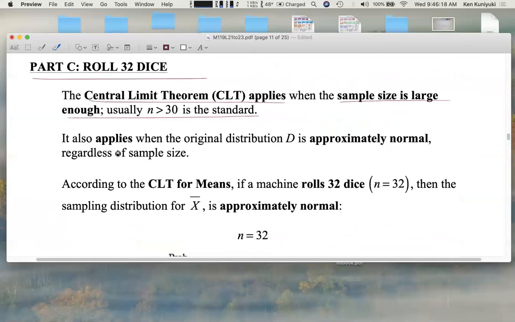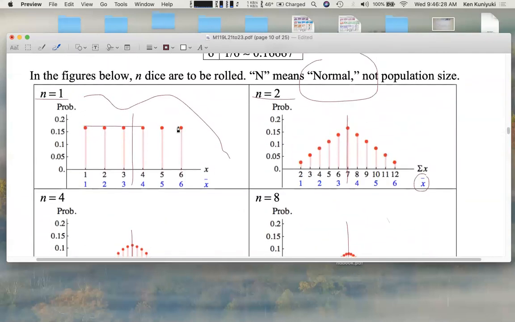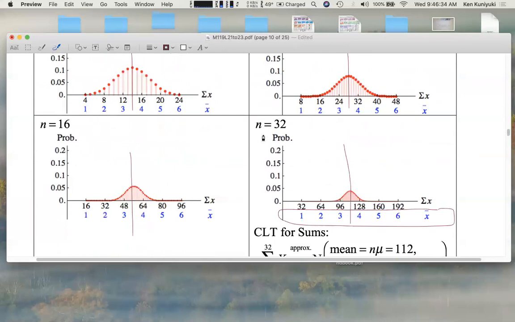Now, the central limit theorem also applies when the original distribution, Big Daddy D, is approximately normal, regardless of the sample size. Now, over here, since the original distribution was not bell-shaped, we had to wait a while. Maybe not so long, but to make it official, we waited for the sample size to be greater than 30 before we could officially say that we have about a normal distribution here. Although, yeah, it looked pretty normal even before that, like at 16 even.